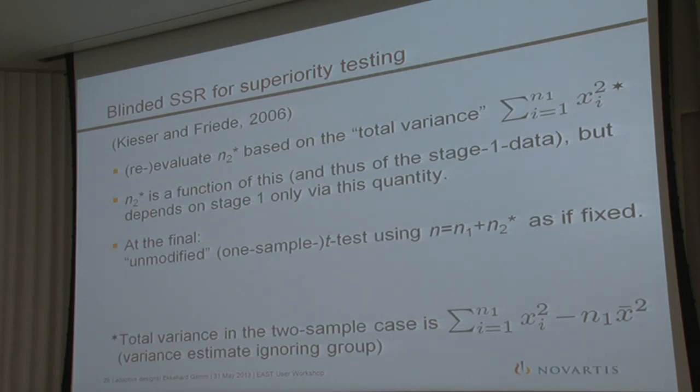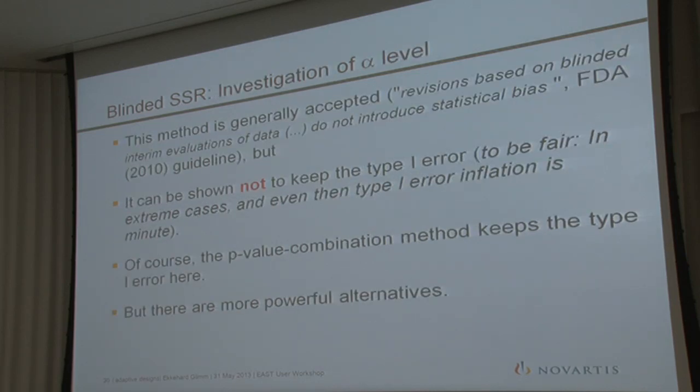But again, this is an example where we have a restriction on the way we combine the two stages, because this is the only quantity that decides about our re-estimated sample size for the second stage. So again, we are not totally free. And then Kieser and Friede say do an unmodified one sample t-test using this n as if it were fixed from the beginning. And they claim that that keeps the type 1 error.